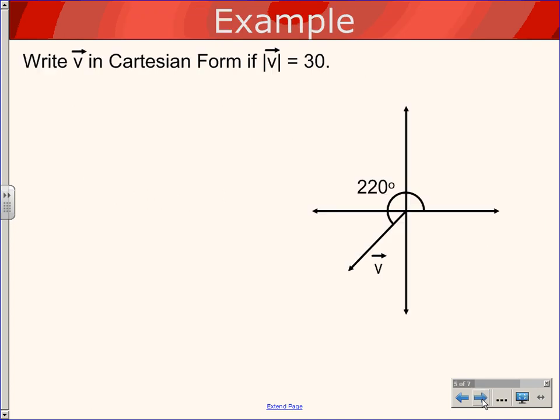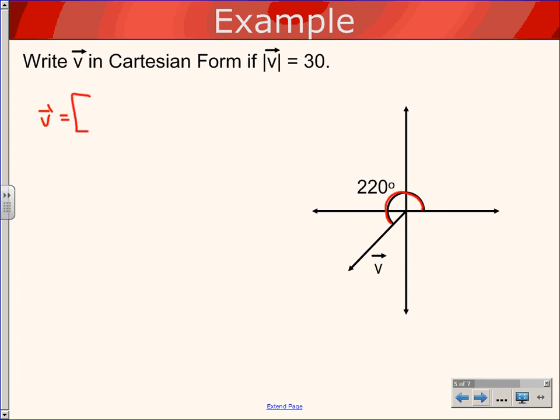Okay, we're going to do two questions. Here's a simple one, and then the next one's quite a bit bigger. It says write vector v in Cartesian form if the magnitude of v is 30. So first thing I want you to notice, there's vector v, and the angle given was in standard position. So we're good to go here. We don't have to worry about making too many adjustments to this at all. We can just go ahead and calculate it.